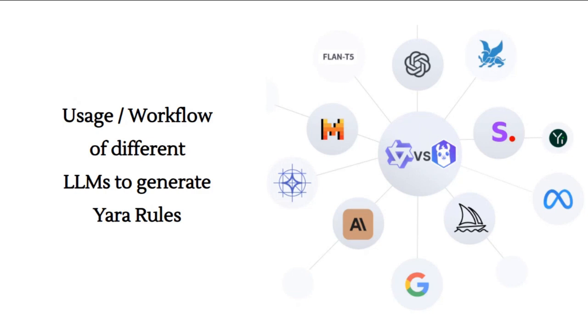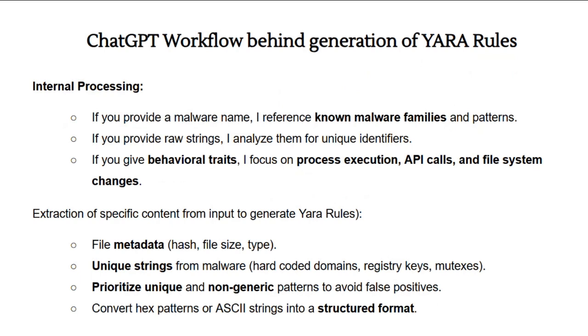now we will focus more on the LLMs, and how LLMs are used to generate them. So first of all, what's the process for ChatGPT, for example, to create YARA rules? What we do is that we have the file metadata, unique strings, priority, and non-generic patterns. But one thing which is very important to mention here is that because of the limitation of censorship, and also because of the size limitation as well, we did not give any binary file to ChatGPT.